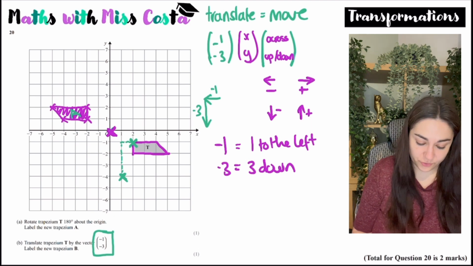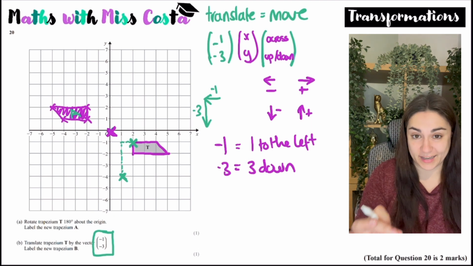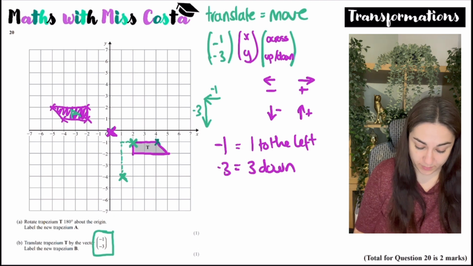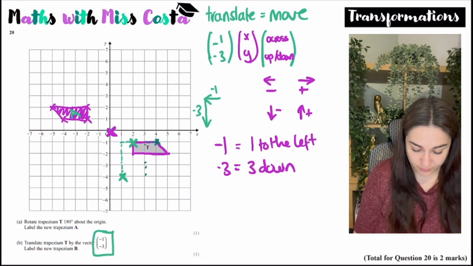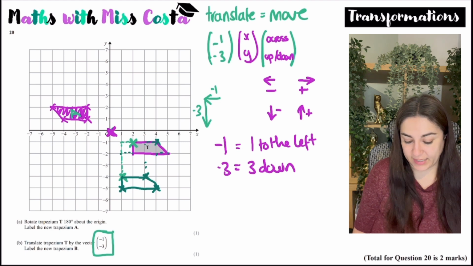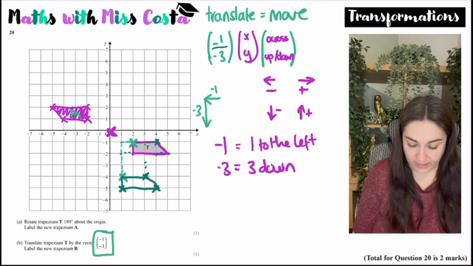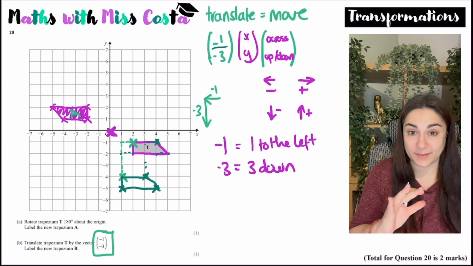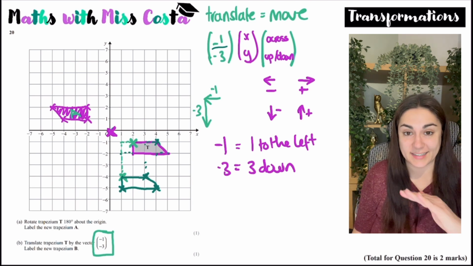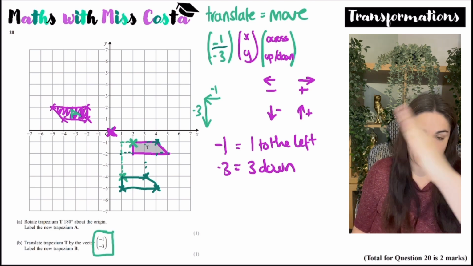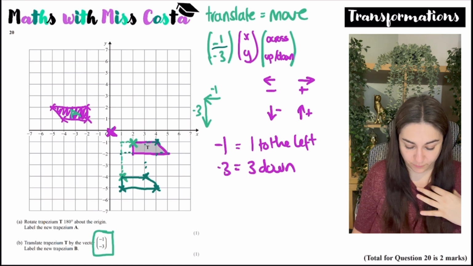I can then just by looking at it, draw the whole trapezium, or I could do it point by point. So over here I go across 1 and down 3. Same here, I go across 1, down 3, across 1, down 3. And that's how you translate a shape. So it's really important that you know that the top value is your x movement, how much it moves across. If it's negative, left, positive, it goes right. And the same for the up.